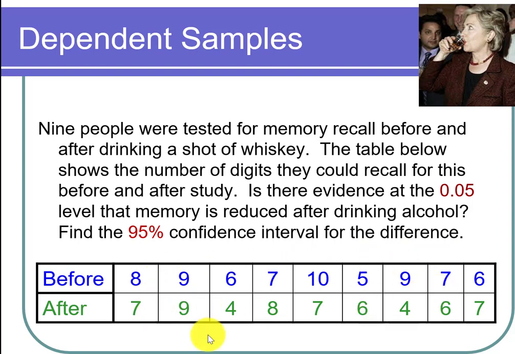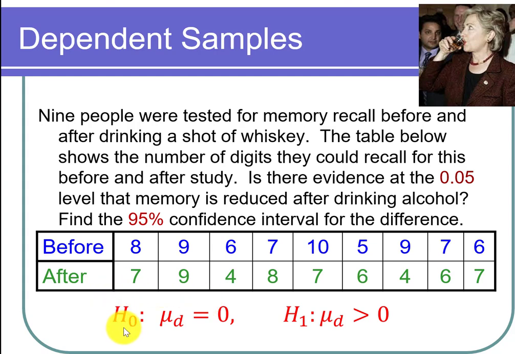So we do very similar to what we did before. Notice, by the way, that our H naught is that mu sub D equals 0. The mean difference is 0, because if they're the same, you subtract them, you should get 0. And H1 is mu sub D is greater than 0, because our hypothesis is that if you drink alcohol, then you're going to remember less. So that means before is greater than after.